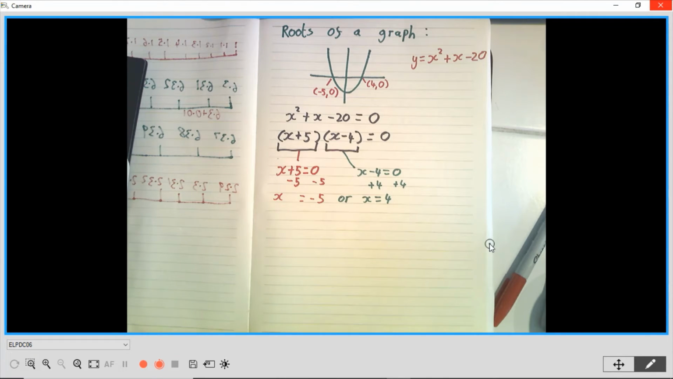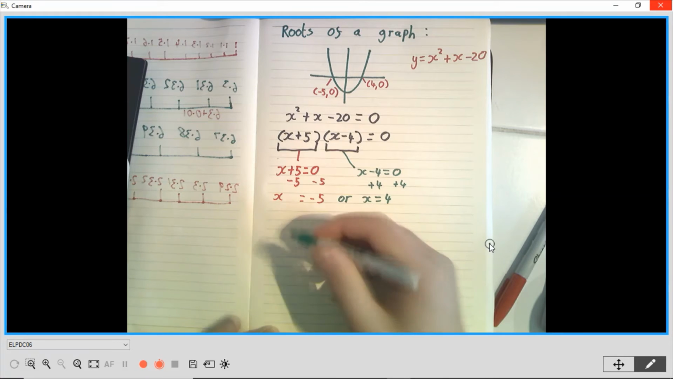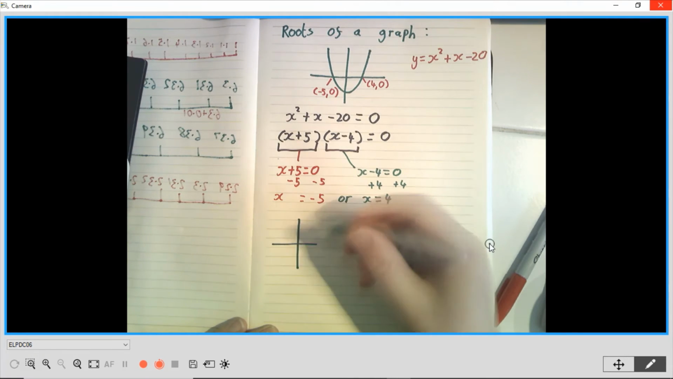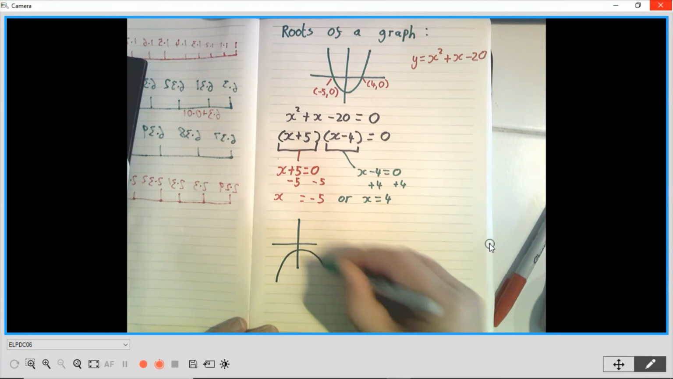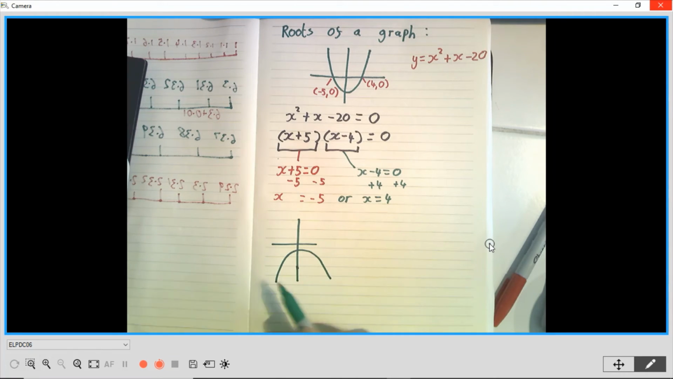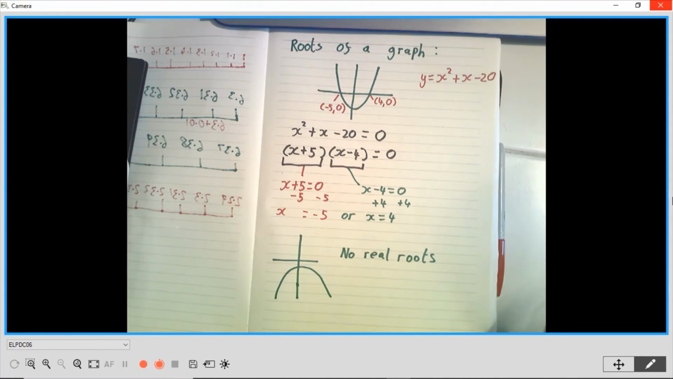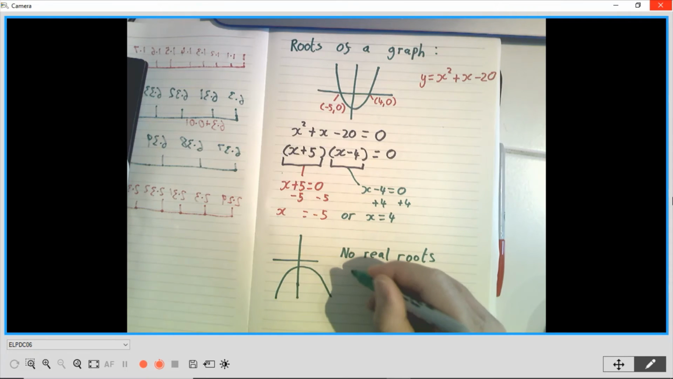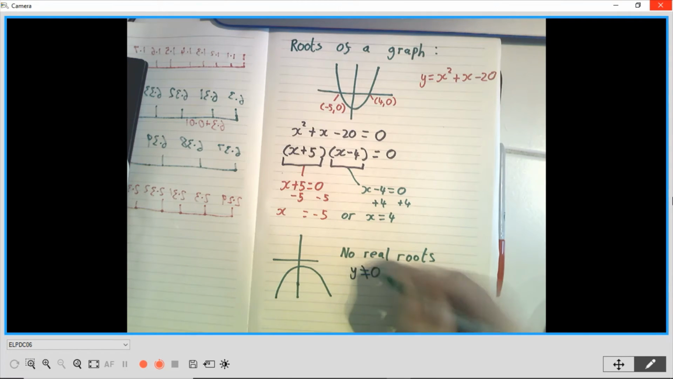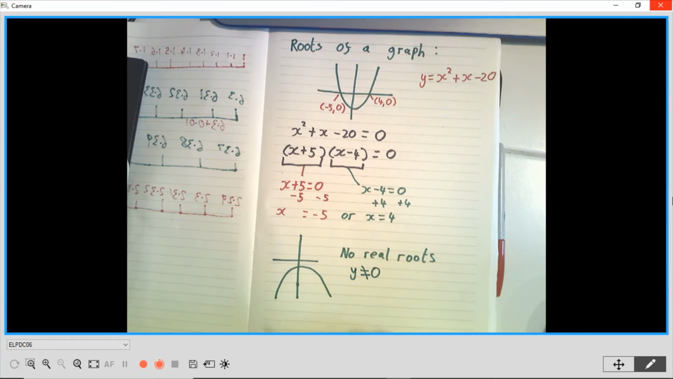Graphs don't always have two roots though. Let's have a look at a couple of other quick graphs. Let me draw you a graph that looks like this. How many times does it cross the x-axis? It doesn't. This graph does not have any real roots at all. At no point can we have a situation where y equals 0. y is never equal to 0 as part of this graph. So this is a quadratic, but it has no real roots. It never crosses the x-axis.